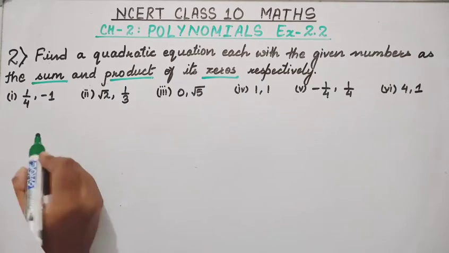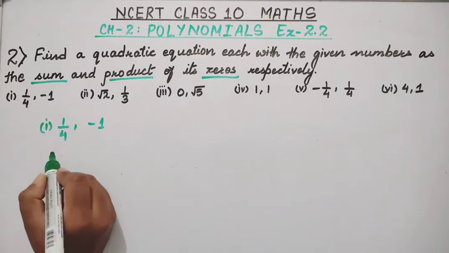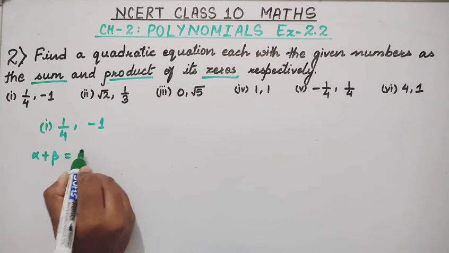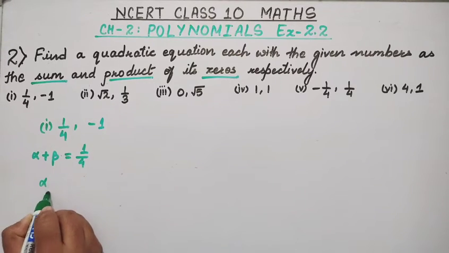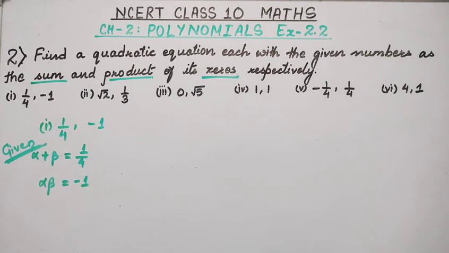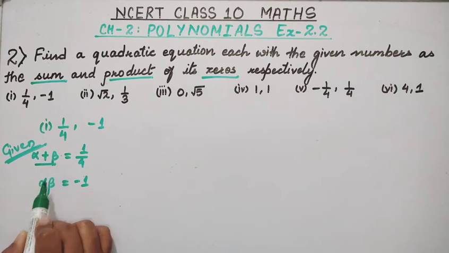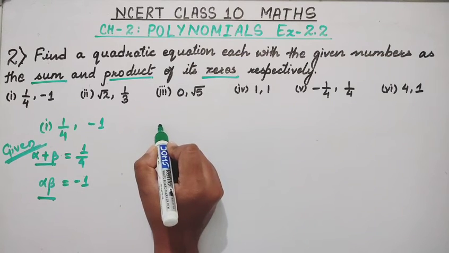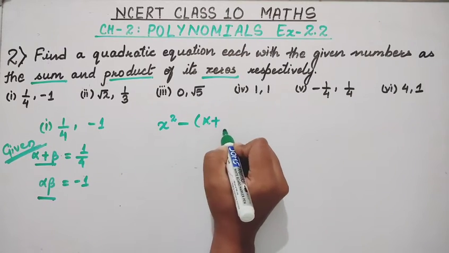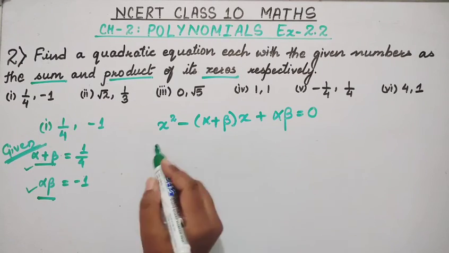So let us do that. First we have 1/4 and -1. Now here alpha plus beta is 1/4 and alpha beta is -1. This is given. Let us formulate the equation. Whenever we write a quadratic equation in terms of the sum and product of its zeros, we write it in the form x square, x being a variable, minus alpha plus beta into x plus alpha beta equals 0.